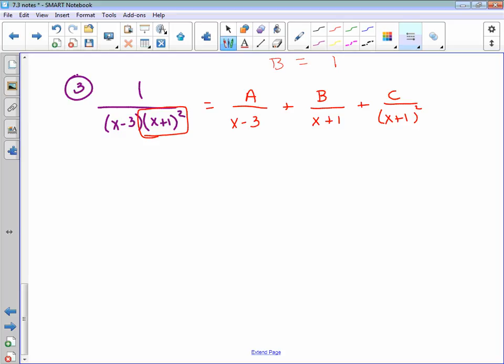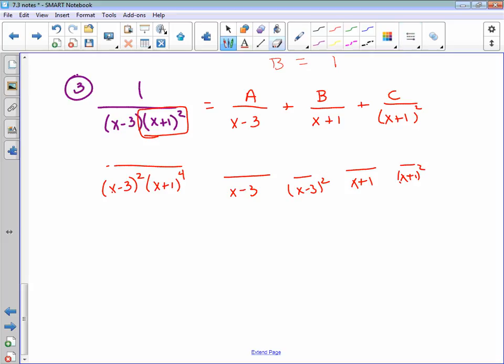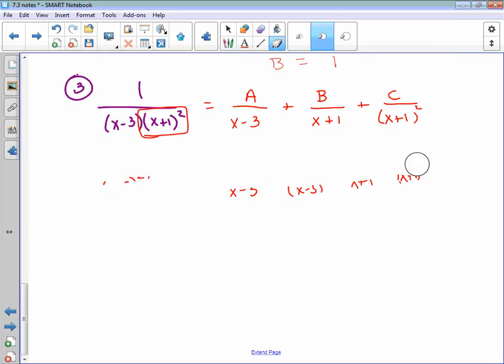That's what I'm saying. If this was squared and this one was to the 4th, you'd have x minus 3, you'd have x minus 3 squared, you'd have x plus 1, you'd have x plus 1 squared, you'd have x plus 1 cubed, you'd have x plus 1 to the 4th. Okay. I agree it's weird. That's just how you have to do them when they're set up this way.